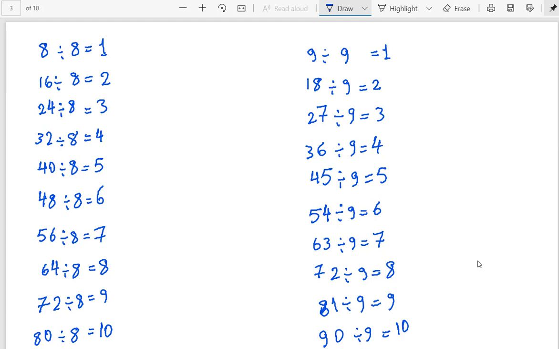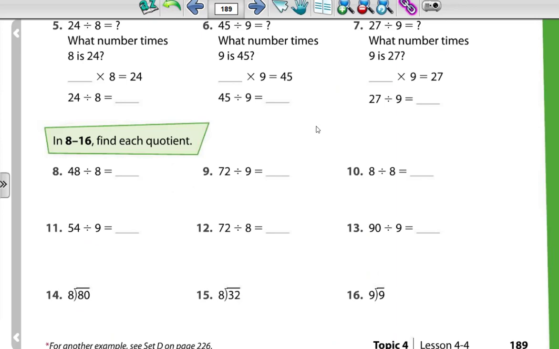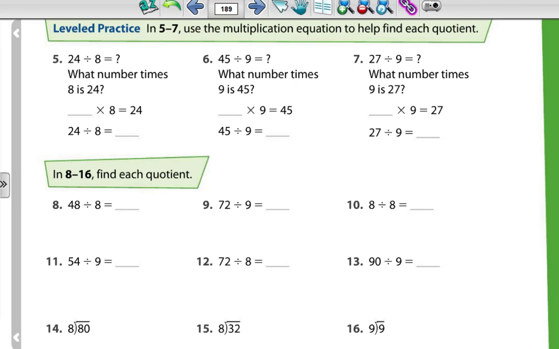Okay, my heroes. Now let's move to the book. And we start solving question number 5. Yusuf Ahmed? Yes, Mr. Okay, quickly. 3 multiply 8. Excellent. Thank you. Great. Abdullah Issa.